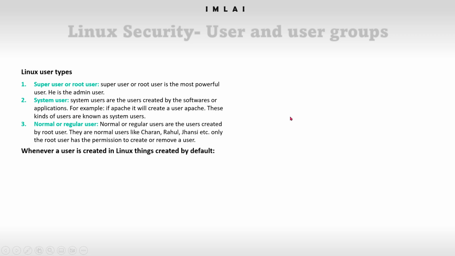So now whenever a user is created, Linux does the following things by default. First one is creating a home directory. The home directory is created as /home/username, and then a mailbox is created in /var/spool/mail, and then a unique user ID and group ID will be given to the user.